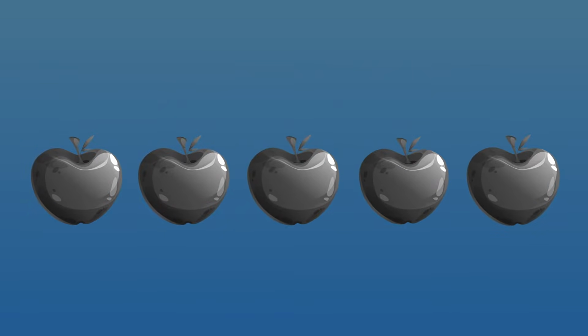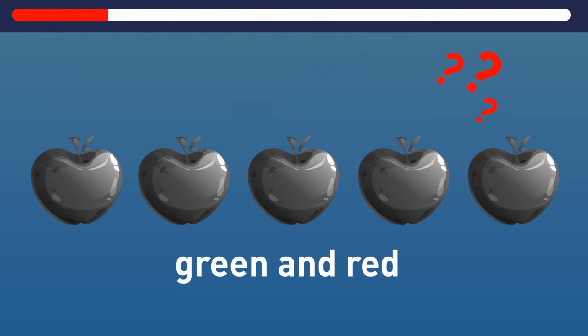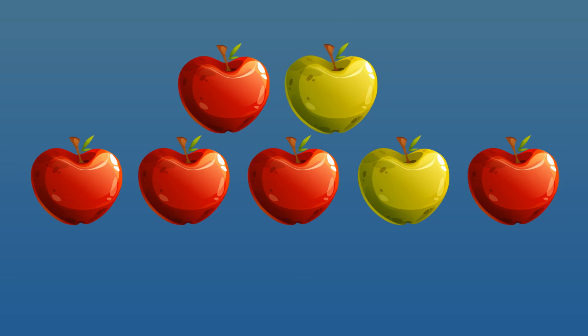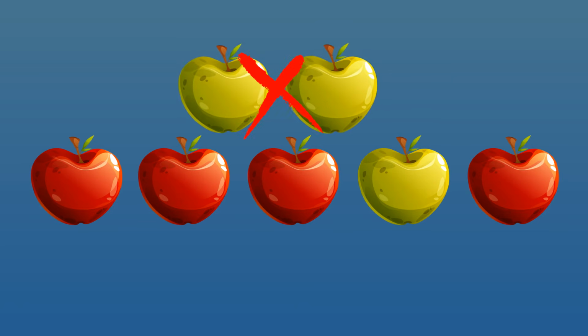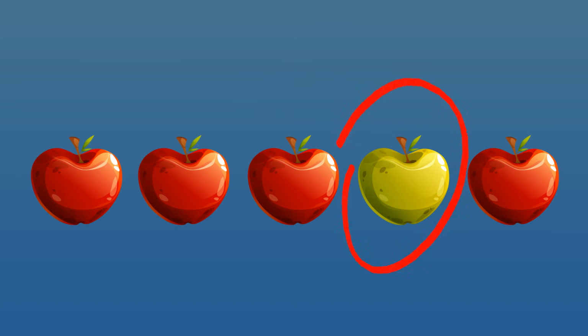Now, there are 5 apples. They're green and red. Of any 2 apples, at least one is red. How many green apples are there? There's only one green apple. As you see, in any pair of apples, one or both fruits are red. It means there can be no pair where both apples are green, which in turn means there can't be more than one green apple. Otherwise, they would make a pair.